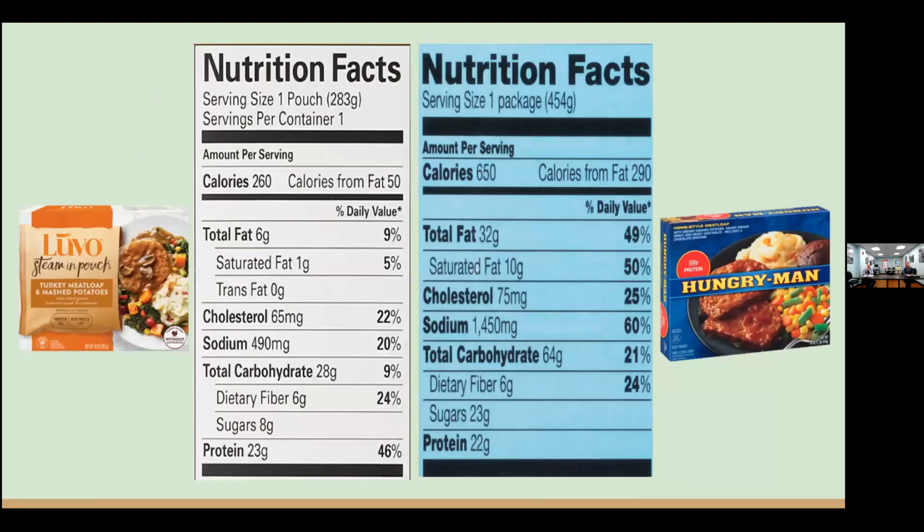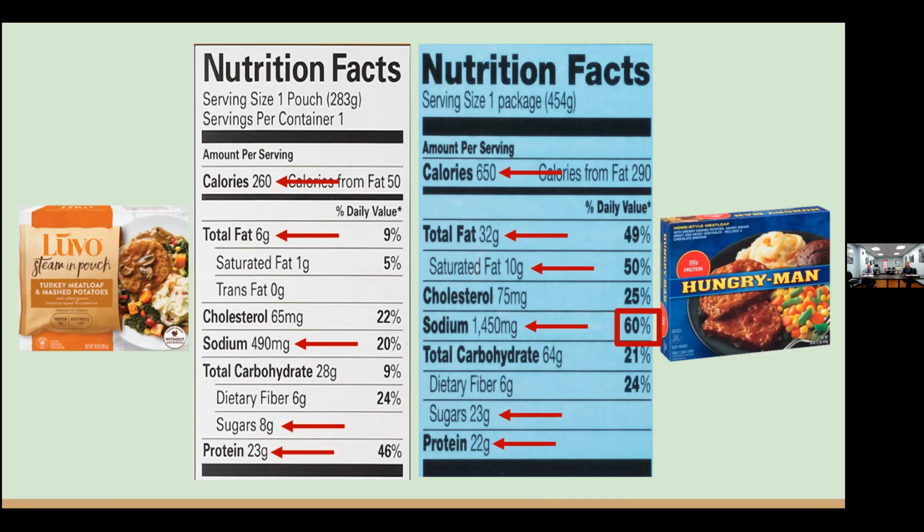But now we're just going to take a quick example. So we have the Hungry Man and we have the Luvo, which are two different pre-made packages. So we see that the Luvo has 260 calories. The total fat is 6 grams. The sodium is 490 milligrams, and the sugars is 8 grams, and the protein is 23 grams. And then if we look at the Hungry Man one, we have calories of 650, total fat is 32, and then the sodium is 1,450 milligrams, and the sugars is 23 grams, and the protein is 22 grams.